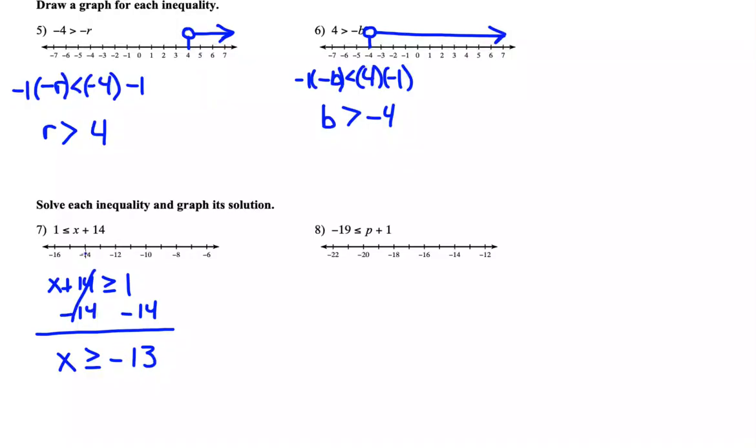So negative 13 is right here, in between the 14 and the 12. I'm going to fill that in because it's greater than or equal to negative 13. Negative 13 is a solution, and x is all the numbers bigger than that, so it goes that way.